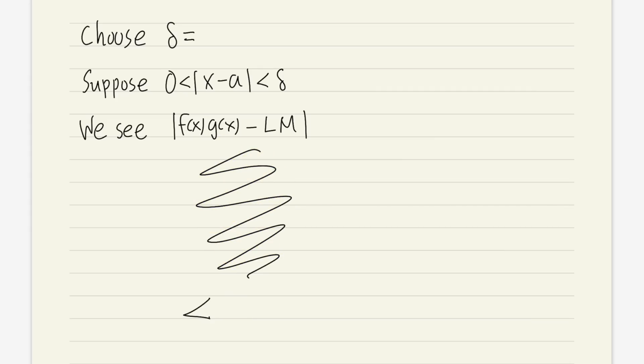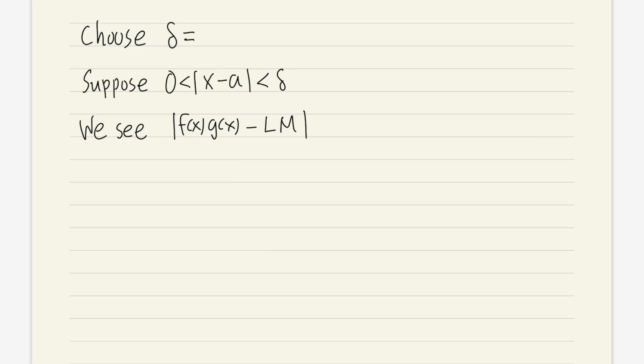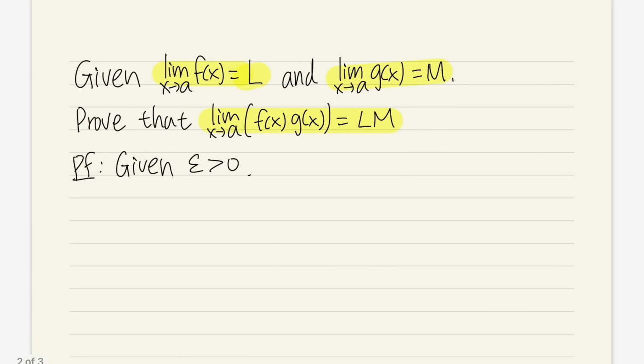You have to really think about what exactly we have to go from here. So that's the idea. And perhaps let's just go ahead and think about this a little bit. If you notice this right here, it seems like we cannot do any algebra, right? Because it's just f of x times g of x minus LM. Oh man, too bad. So in this case, maybe let's go back to our given information.